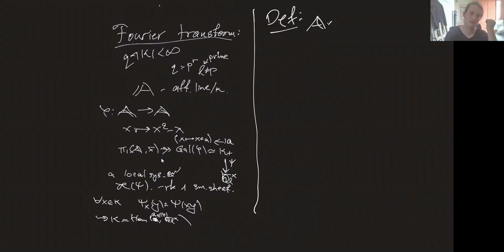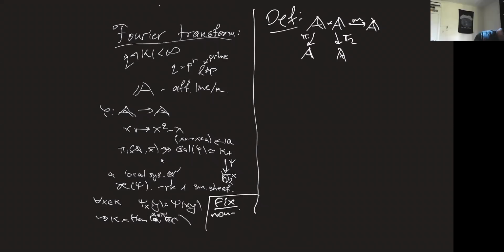Okay. So now we can define the Fourier transform. So you can look at A times A. So you have a multiplication map from that to A, being a commutative monoid with respect to multiplication. And you have the two projections. Multiplication is addition or actual multiplication? Actual multiplication. Okay. So maybe let me just say here that I fix once and for all a non-trivial additive character on K.